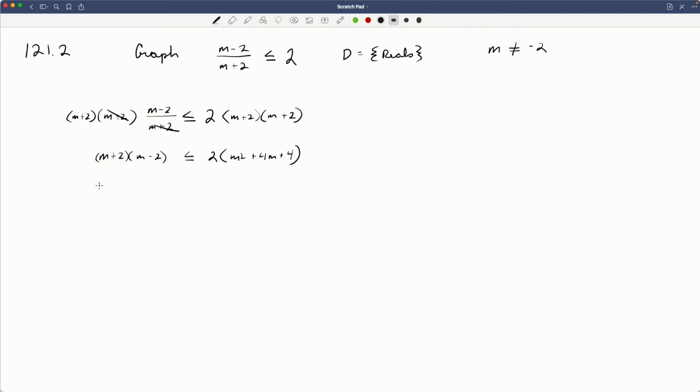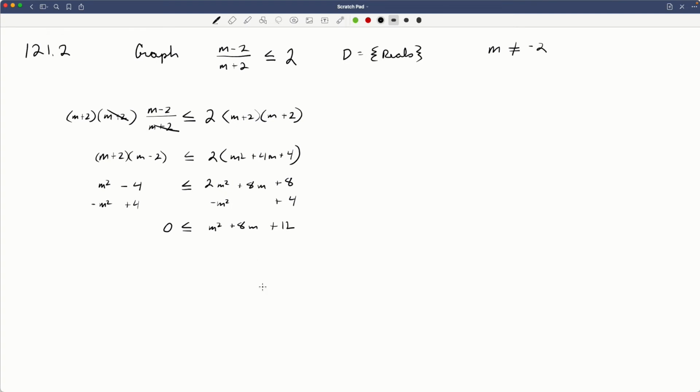And this one's going to be m squared. And the positive 2m and the negative 2m cancel each other, and that's going to be a minus 4 right there, less than or equal to 2m squared plus 8m plus 8. Now to get this equal to 0, I'm going to subtract m squared and add 4 to both sides. And that gives me 0 is less than or equal to m squared plus 8m plus 12.